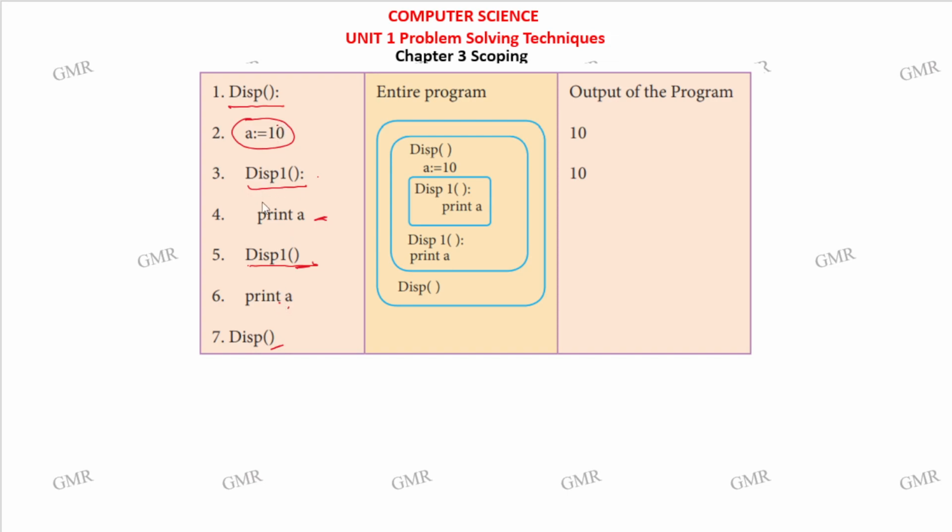Again we are printing a. This print a is for this example. So this one will print 10, and again here we are printing a. It will also print 10. We are giving a function within a function. Again we are giving another function within that function. The first function starts here, and within the first function we are defining the second function, display 1, which ends here. This is what is given here.